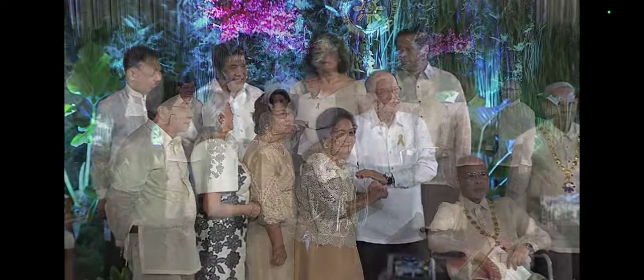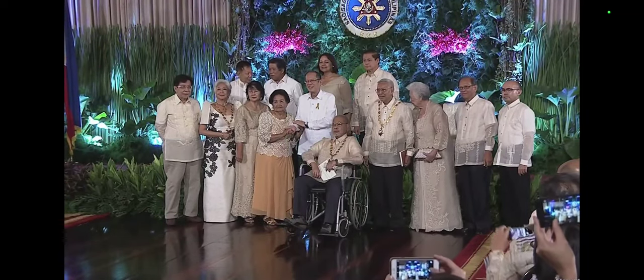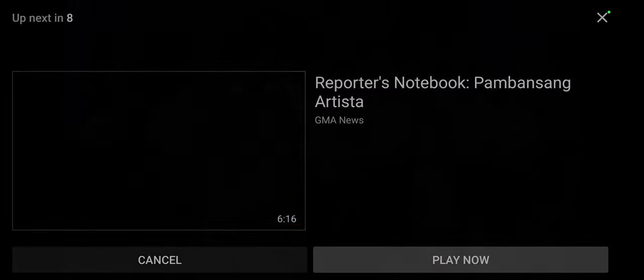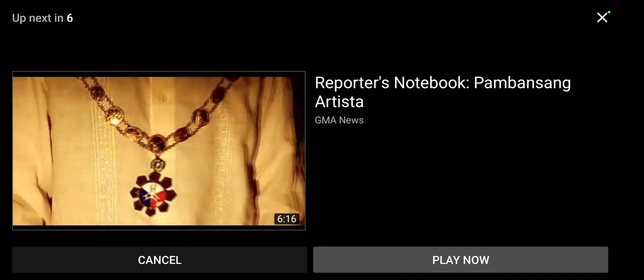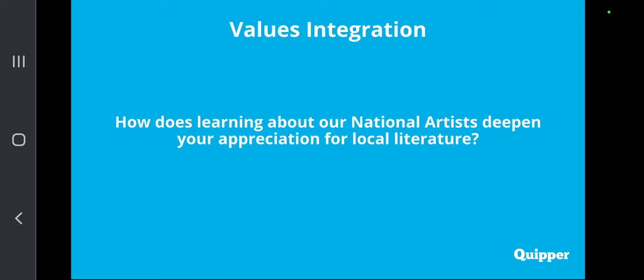They have the color that I am explaining, the color of the recipients of the National Artist Awards. So they receive that. What they received there was a plaque, a citation from the incumbent president. The one placed like a collar, that is it. What do we call this? The color symbolizes their status as National Artist.